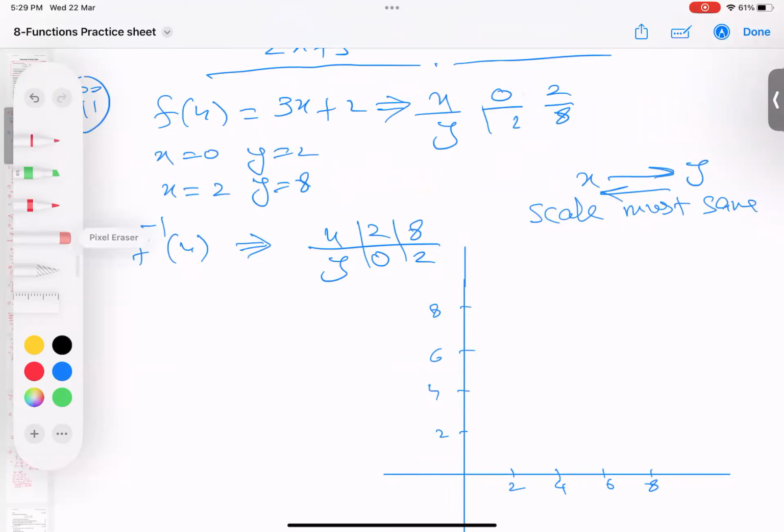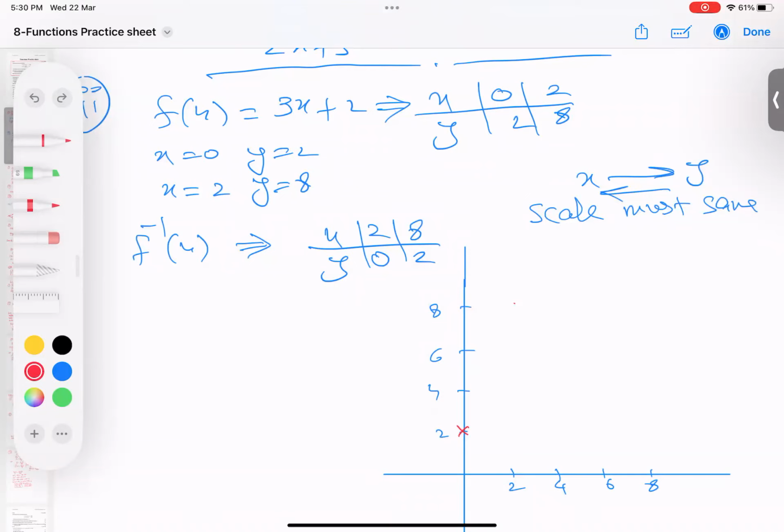So (0, 2): x is 0, y is 2. The point (0, 2) is here. So I'm starting here. And this point, x is 2, y is 8. x is 2 here and y is 8 here. So now x is 2 and y is 8. So this is the meeting point.